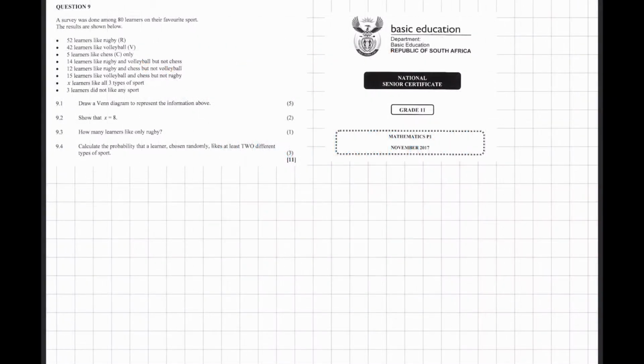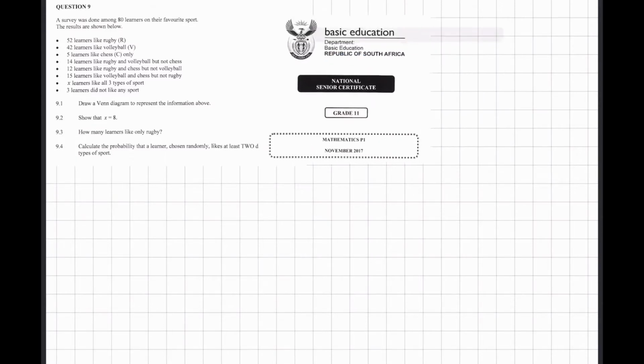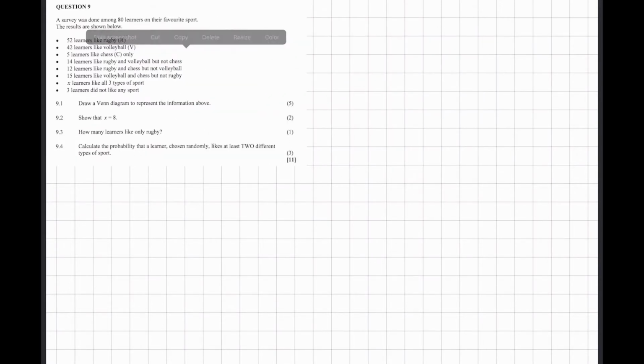A question from a South African past paper, grade 11, the November 2017 paper. I'm going to be doing question number 9. Alright, a survey was done among 80 learners on their favorite sport. So we have 80 learners. The results are shown below.